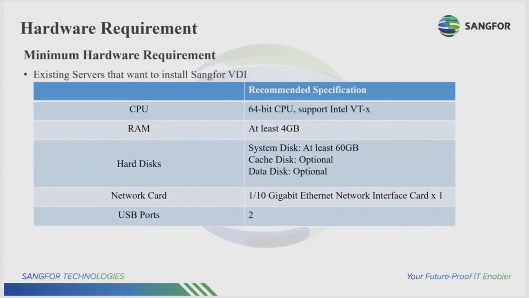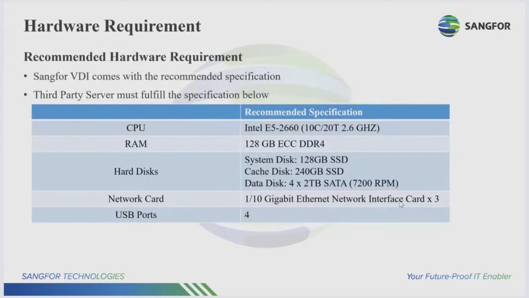And this is the minimum hardware requirements. You need at least 4 gigabytes of RAM. And for hard disks, we need to install the system, so the system disk at least 60 gigabytes. And the network card also 1 GB or 10 GB. Only need one. For the recommended requirements, we need 3.